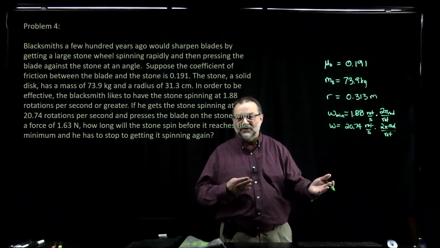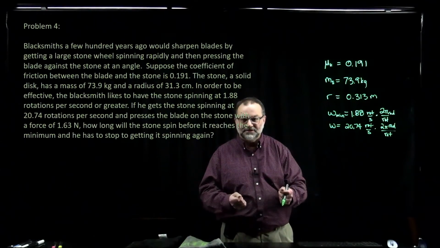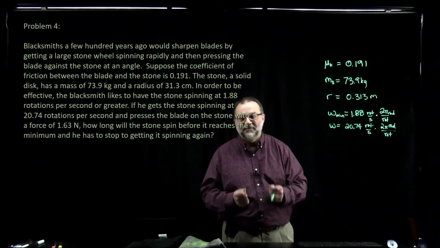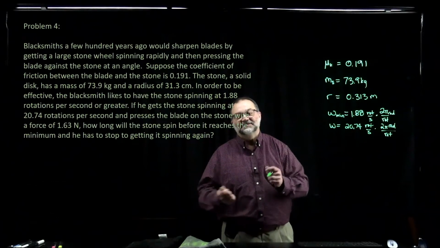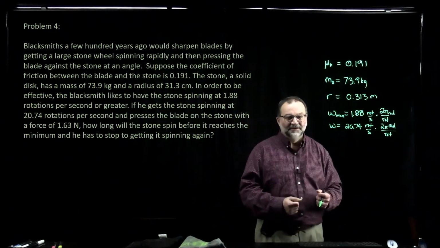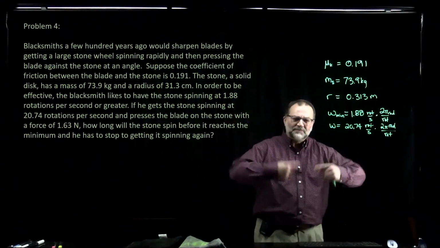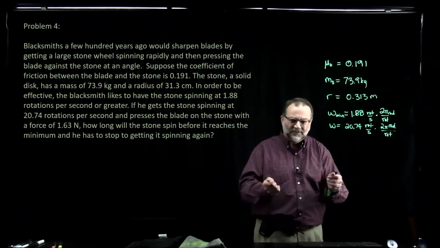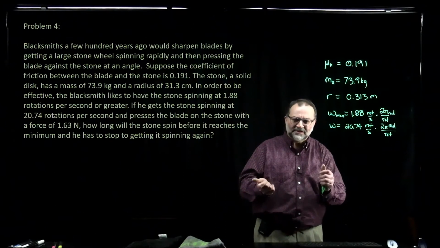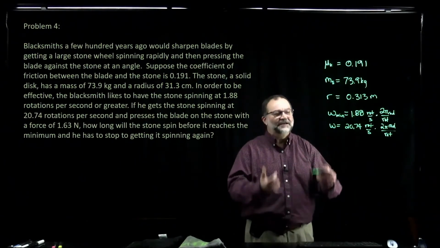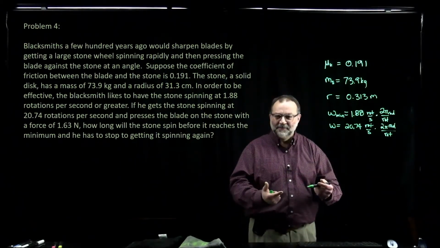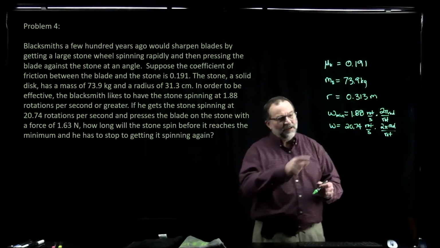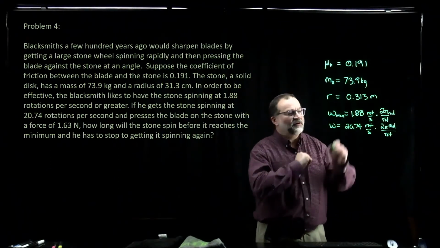The blade on the stone, he applies it with a force, right? How long will the stone spin before it reaches the minimum and he has to stop and get it spinning again, right? So you get the stone spinning, you put the blade on it, you're sharpening the blade, and eventually you stop and you get the stone spinning again. Okay, so we know where we start.